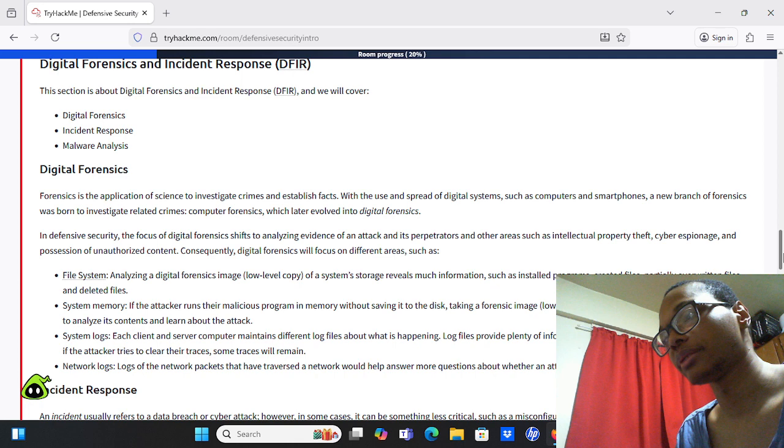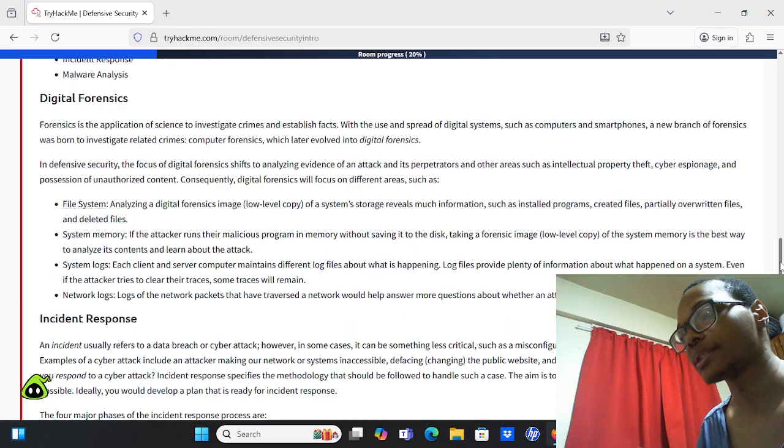System logs. Each client or server computer maintains different log files about what is happening. Log files provide plenty of information about what happened on the system. Even if the attacker tries to clear their traces, some traces were made. Network logs. Logs of the network packets that have traversed a network would help answer more questions about whether an attack is occurring and what it entails.